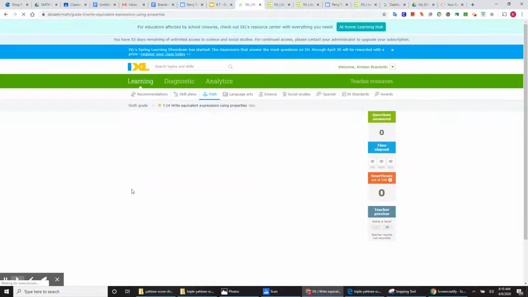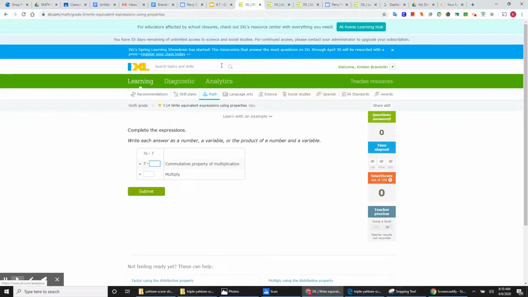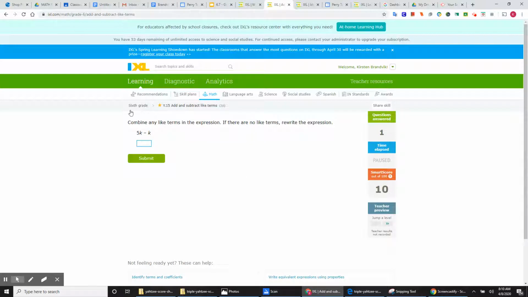Okay? For your next problem, for y15, you're adding and subtracting like terms. So combine any like terms in the expression. If there are none, then rewrite the expression. So here we're combining 5k minus k, which would leave us, if we take 1k away from 5k, we would have 4k.